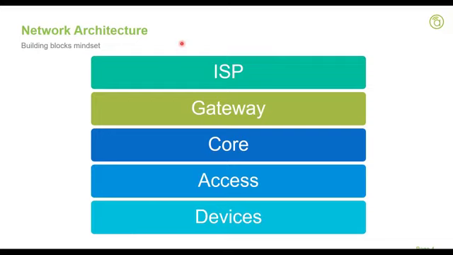And this is how the traffic flows from top to bottom. So it goes from the ISP to the gateway, to the core, to the access, to the end devices. But also this is how the devices communicate with each other. So they go from devices to access to devices, or devices to core to devices, or devices to gateway to devices. And that all depends on what kind of setup, how big the network is, if you have VLANs or not.